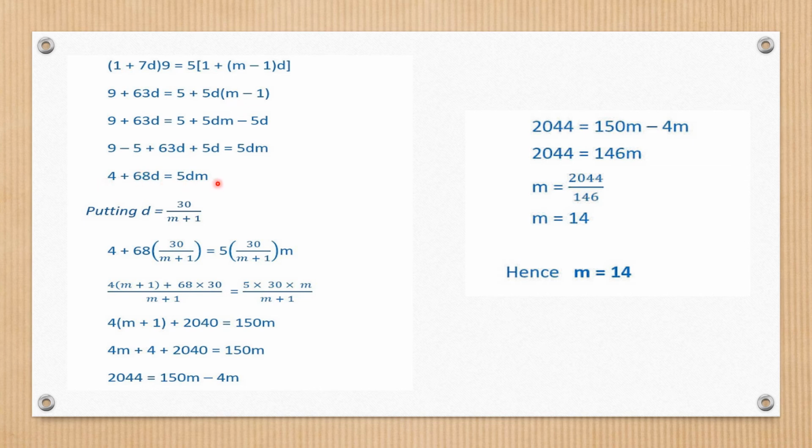Now, after so much, when you have reduced this term, it's time to put the value of d. As it is a fraction, it's better not to put it here because that will complicate the calculations. So 4 plus 68 into this is equal to 5 times this d into m. Now cross it. It's very simple, not that difficult. Take proper LCM. This becomes 4 times m plus 1.